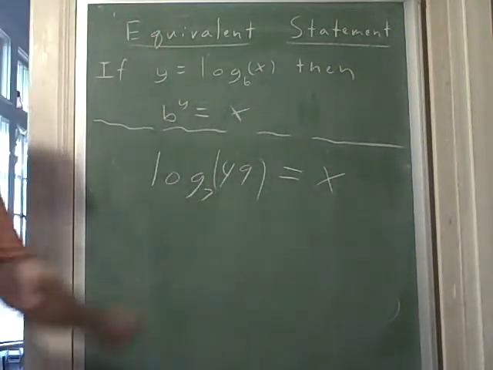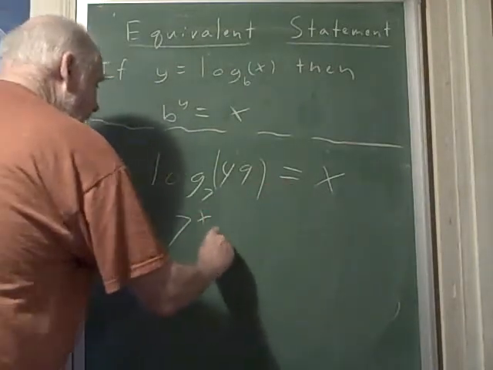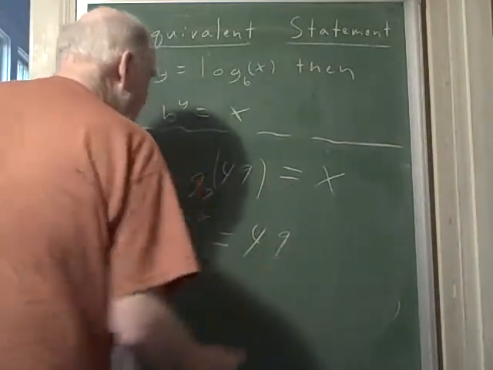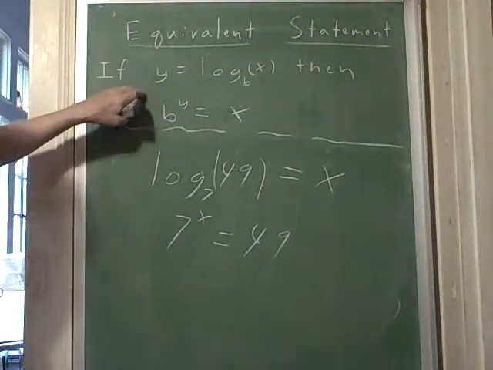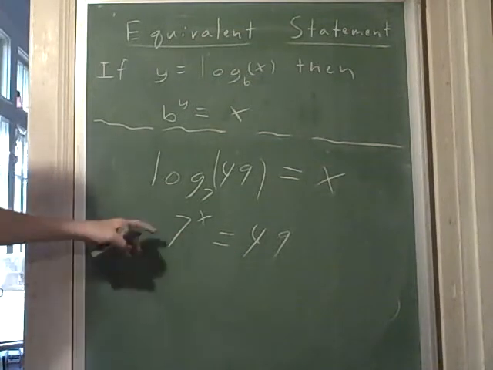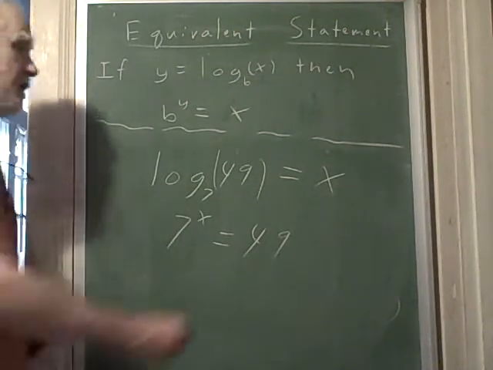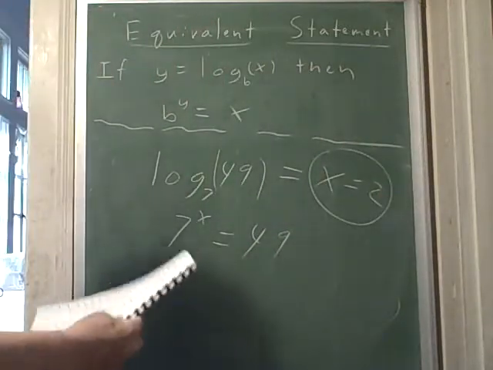Well, this is a lot like the first ones, right? We take 7 to the x equals 49. And we're in exponential form. Notice that's the idea. We get rid of the logarithm by using this equivalent statement. And once we're rid of the logarithm, then we have to figure it out, but we usually can. I think squared would do it, right? So x equals 2. So that's not too bad, is it?